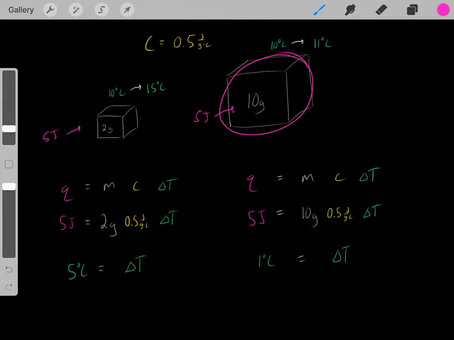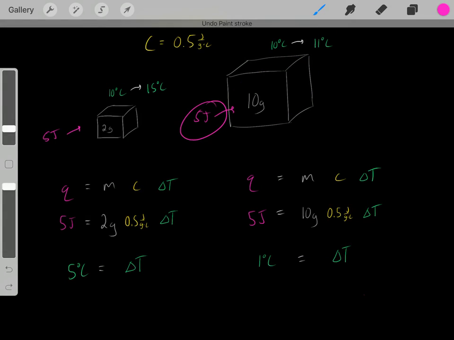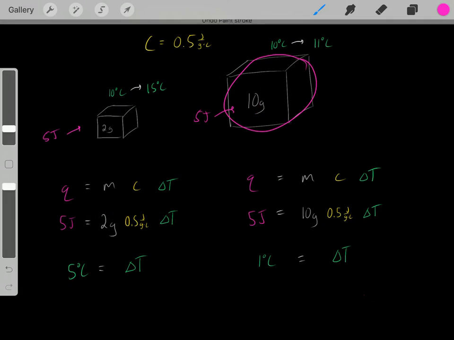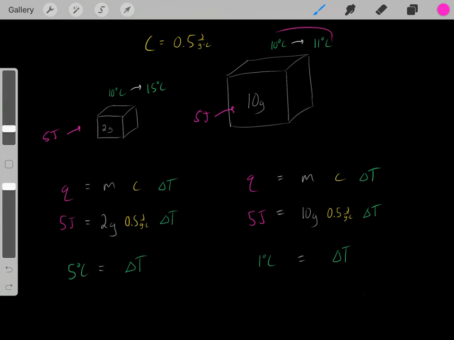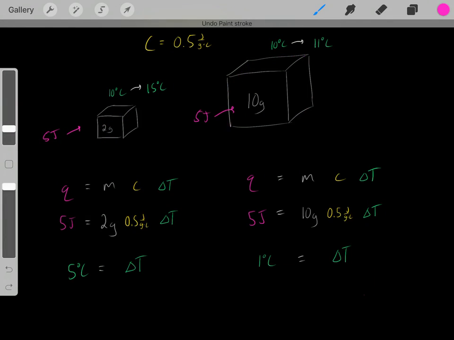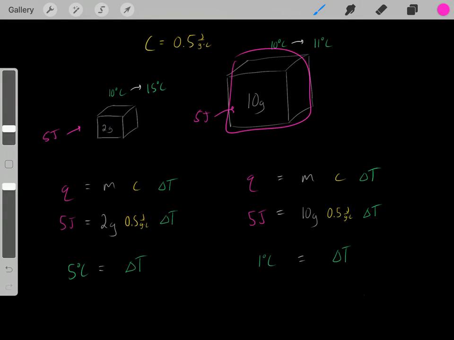But now we have a larger object. So we add that same 5 joules of heat, but we have more mass to heat up. Because we have more mass to heat up, that same 5 joules of heat is going to cause a small change in temperature because we have such a large mass. So again, we add that 5 joules of heat to the small mass, and it causes a strong change in temperature. But even though we add that same 5 joules, because we have such a large heat capacity and such a large mass, there's more mass to heat up, so it's going to cause a smaller change in temperature.